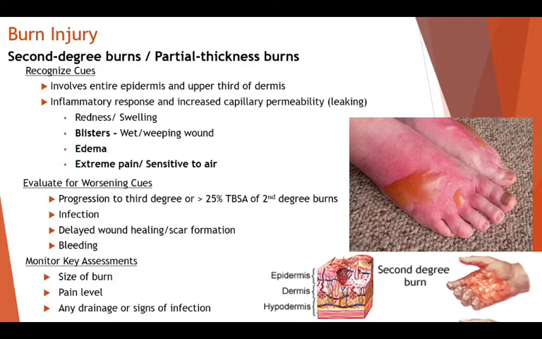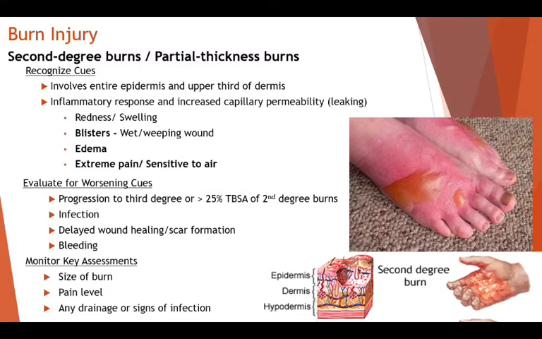This little foot in the picture there is a mix of first and second degree burn. We classify burns based on the deepest depth, so that foot would be considered a second degree burn, even though it's mixed with first and second degree. So if there's greater than 25% of second degree burns, it's considered a worsening cue if it gets infection or if you are getting scar formation on it.